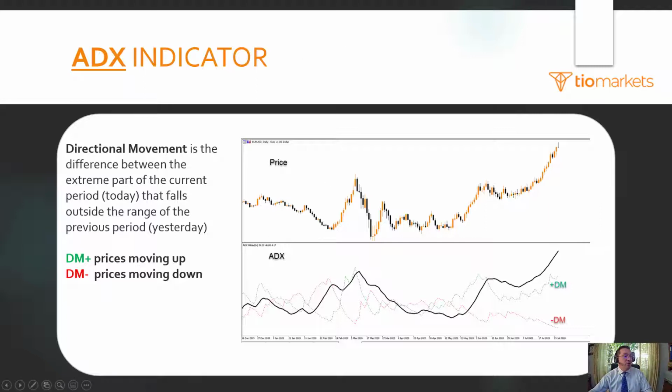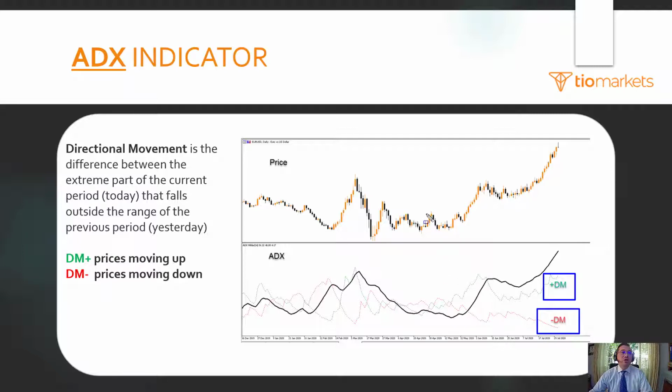So here, what you can see, let's get into that. This is positive directional movement in green, and generally when prices are trending higher, you're going to see the positive directional movement above the negative directional movement, and when prices are moving lower, you will see the negative directional movement indicator above the positive.